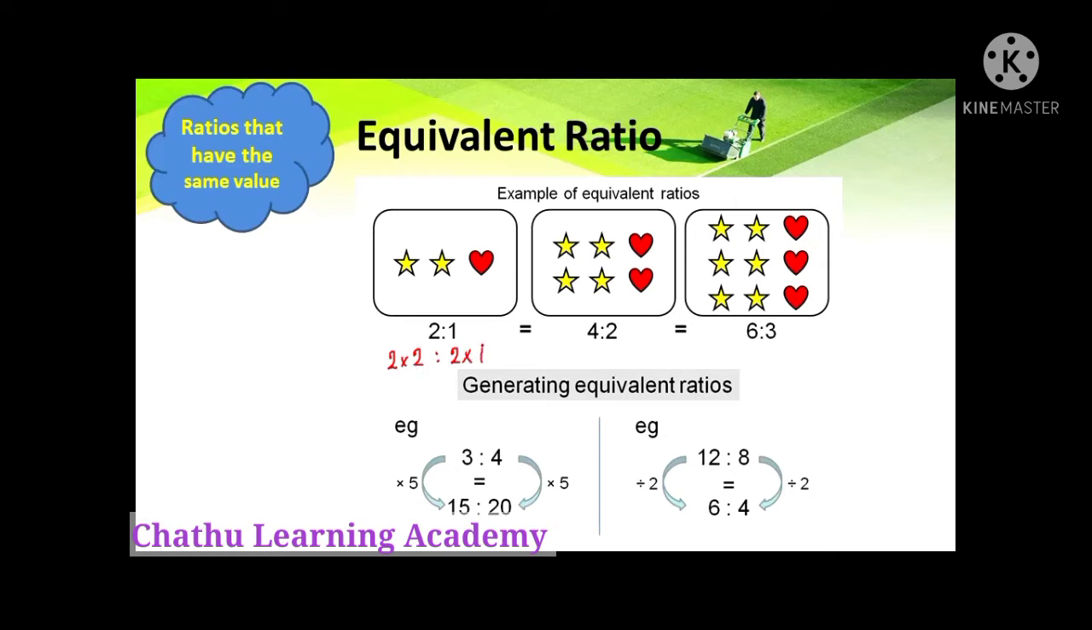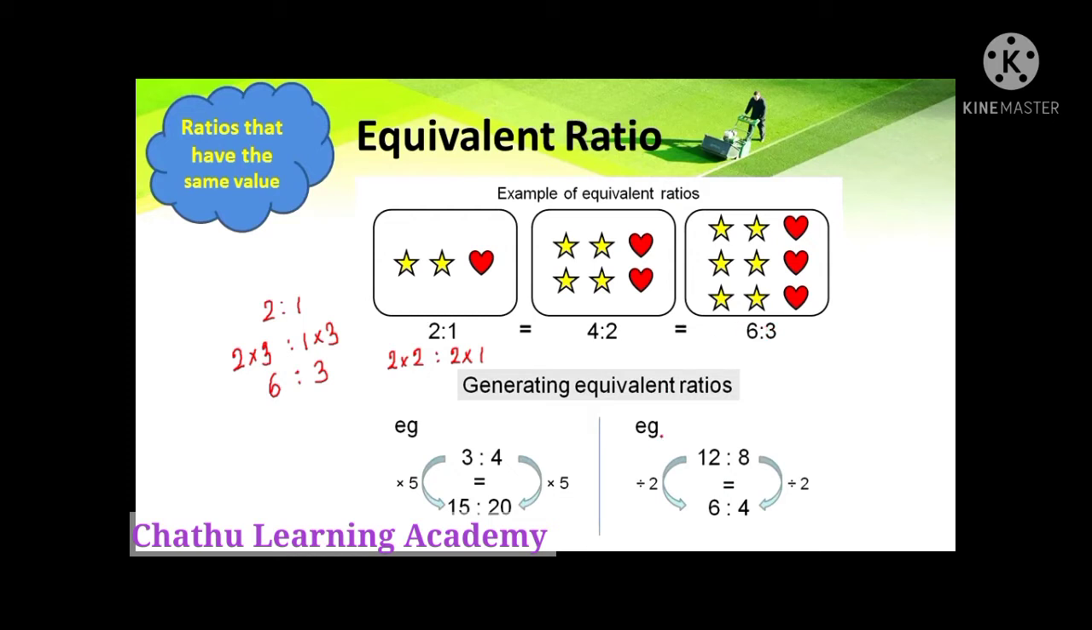Both sides should be multiplied by the same value. Multiplying by 2, you get 4:2. You can multiply both sides by any number. 2:1 can be multiplied by any number. If we multiply this by 3, then what is the answer? 3 into 2, 6. And here 3. This is 6 to 3. Likewise, you can get equivalent ratios by multiplying.